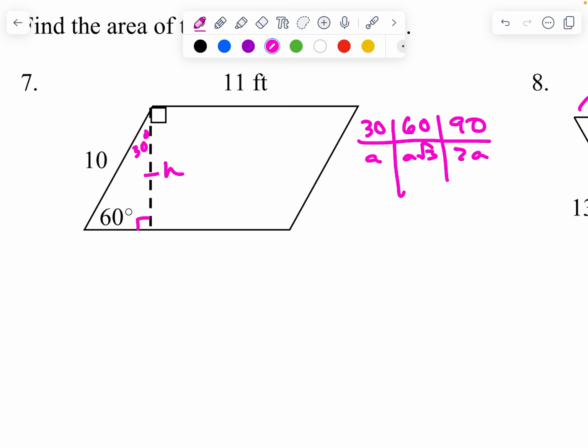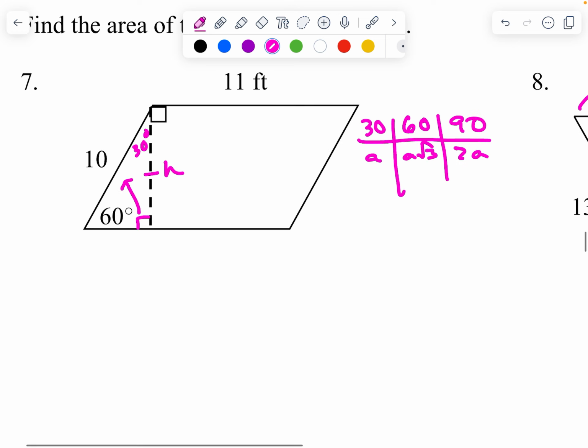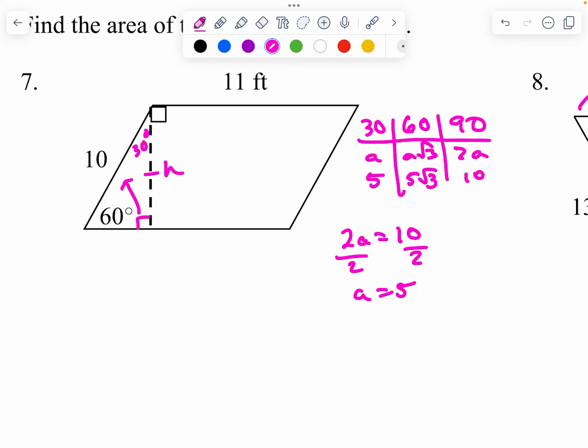So in this case, they gave us our hypotenuse, which is across from our 90, and that's 10. So it isn't super bad because we can go ahead and just set 2a equal to 10, therefore a has to be 5. So this is 5, this is 5 root 3, which means we found my height. My height is across from my 60 degrees, so my height is 5 root 3.